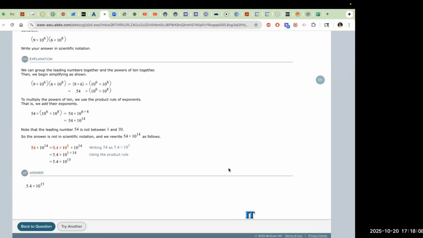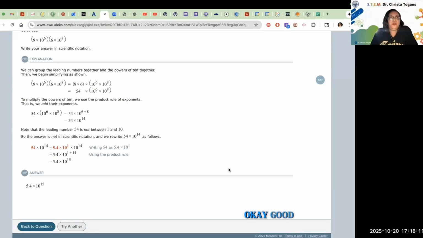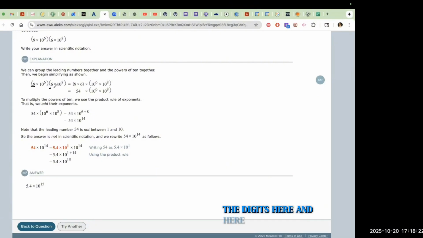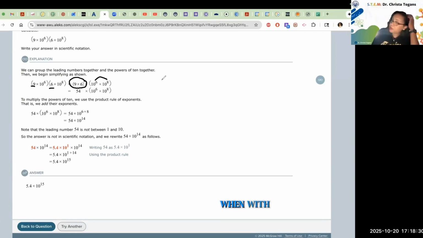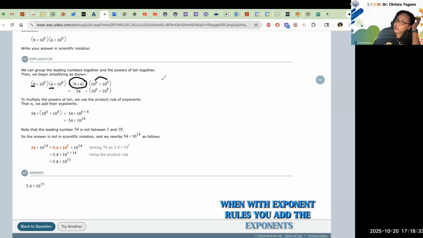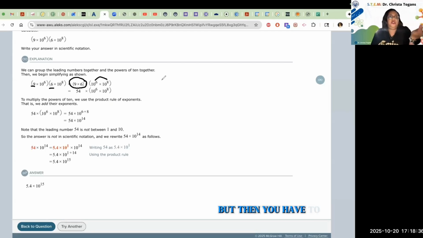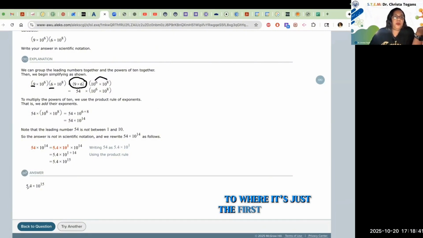No, it does. Okay, good. So in the beginning, you just multiply the digits here and here to get your 54. And then you add these exponents, because when you have the same base, with exponent rules, you add the exponents. But then you have to change it to where it's just the first number, then a point, then the second number. And so that's where the extra 10 comes from here.